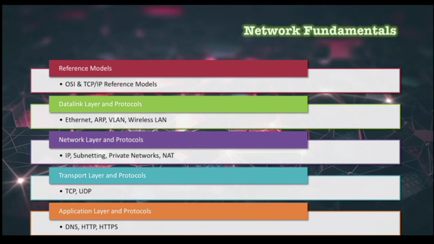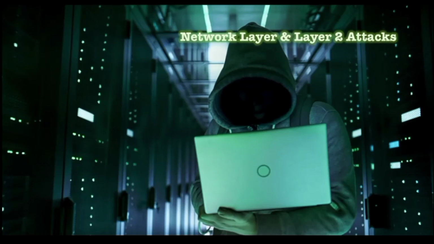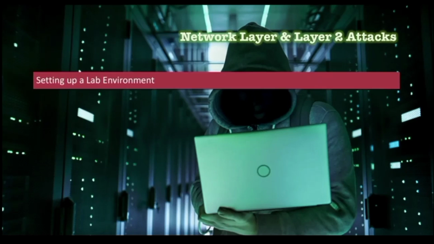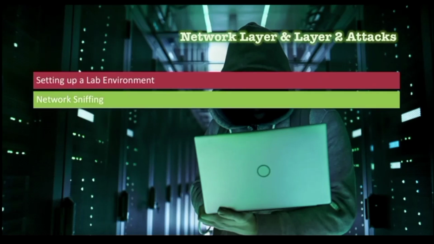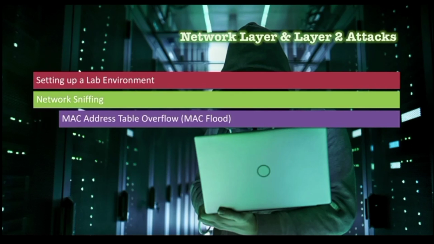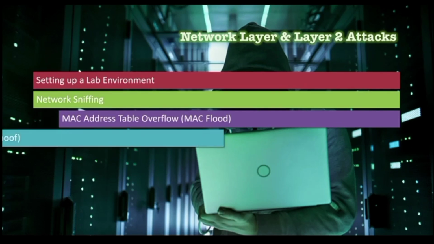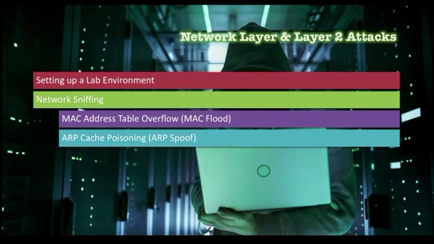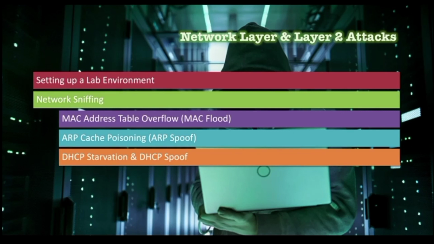In the network layer and layer 2 attack section, you're going to learn sniffing the network and gathering information from the network. Then, we'll see some attacks and techniques to expand the sniffing surface. MAC address table overflow attack, also known as MAC flooding. ARP cache poisoning attack, also known as ARP spoof. DHCP starvation attack and DHCP spoof.